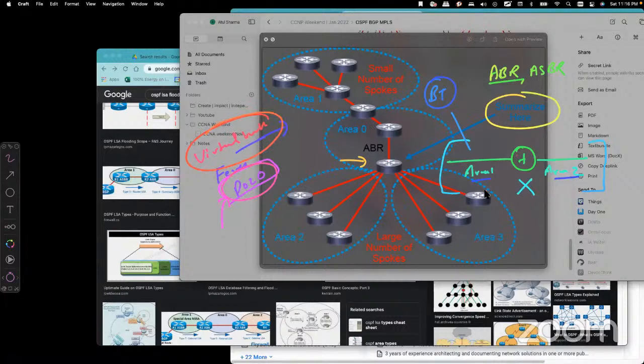In an interview, if somebody asks whether this could be an ABR or not, should we say no? Yes, this is not an ABR. So when you have any link in area 0, then it is an ABR. An ABR router must be connected, meaning inside an ABR you should have at least one interface in area 0.